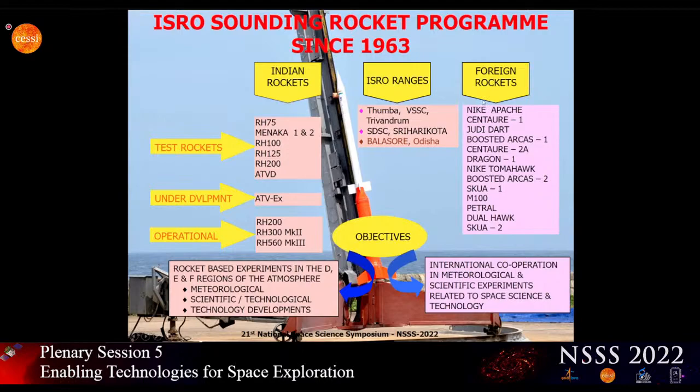A large number of foreign rockets have been launched from many countries like the United States, the UK, France, and Russia. You see this M100, which was launched; more than 1,000 rockets have flown from the Soviet Union. Basically these are intended for research experiments of meteorological, scientific and technological developments, and also for international cooperation.